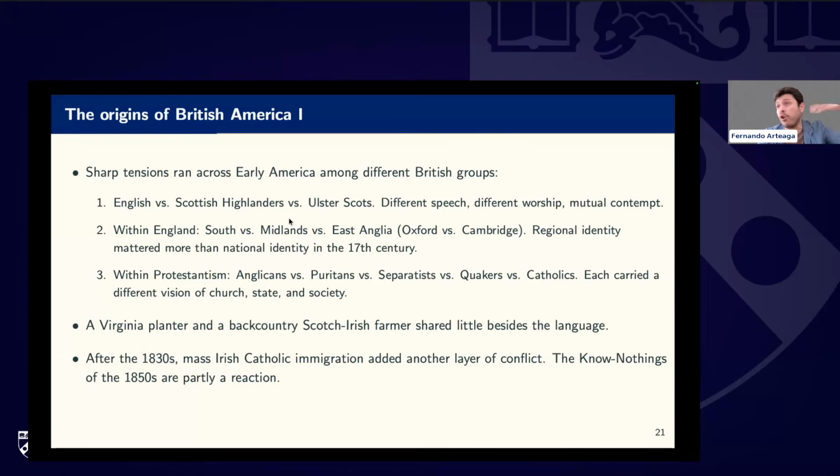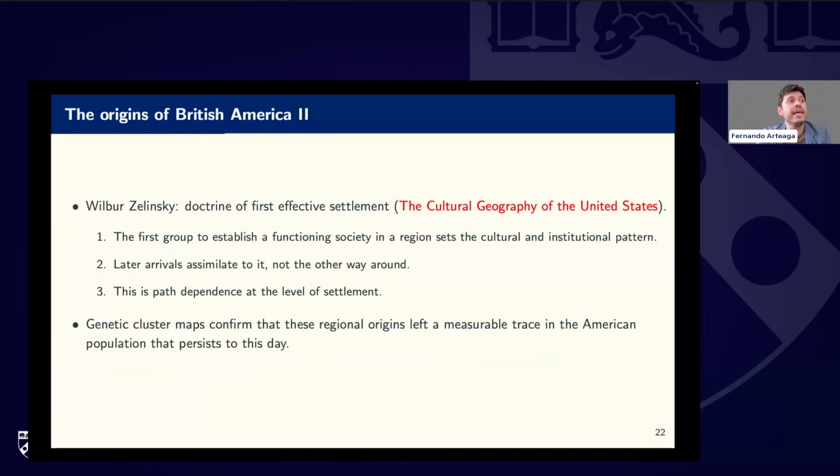Even though there were other migration waves in the history of the United States, most famously Irish and Italian, they had more or less to adapt. And this is what is called, by Wilbur Zelinsky, a cultural geographer, the doctrine of first effective settlement, which frames the idea that these early settlements were the ones responsible for creating the foundational institutions, and later arrivals had to assimilate, and there's a path dependence from them upon the rest.